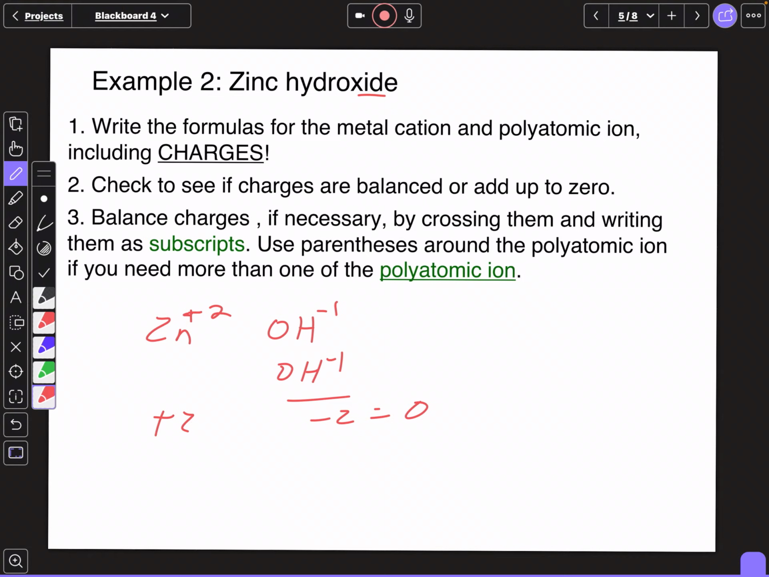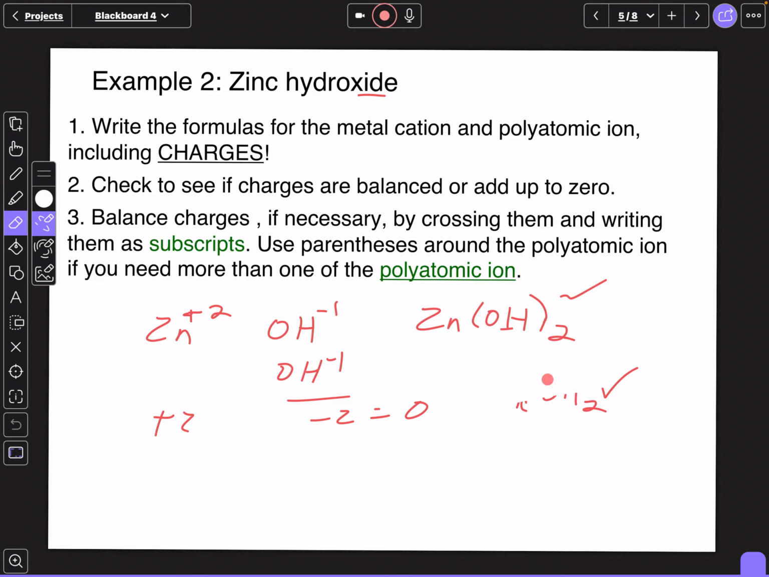So when I write my formula, it would be Zn. And since there's more than one of these ions, I need to put the formula in parentheses and put the 2 on the outside, showing that I have 2 of these ions. If I wrote it like this, it would be wrong. Reason being, in the top example you have 1 zinc, and the number outside the parentheses goes with everything on the inside. So that means you have 2 oxygens, 2 hydrogens. When you write it like this, you have 1 zinc, 1 oxygen, and 2 hydrogens. That's a different compound. That's not the same thing, so it would be wrong.